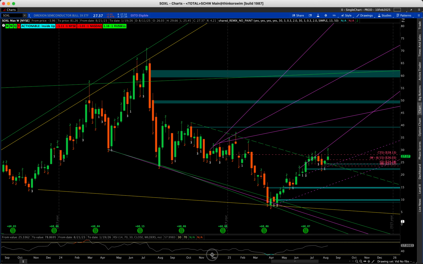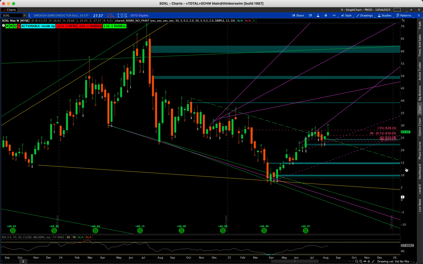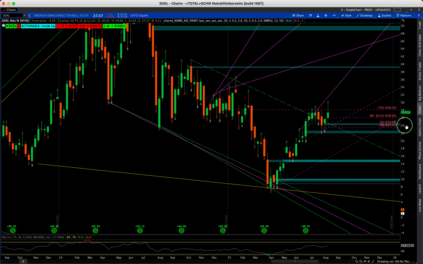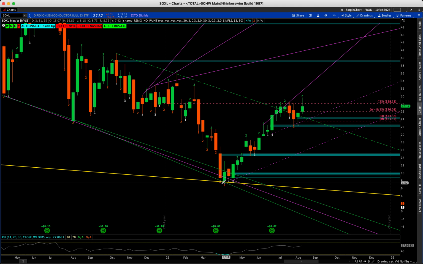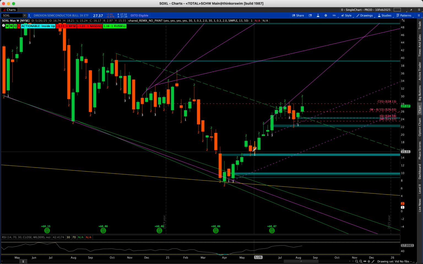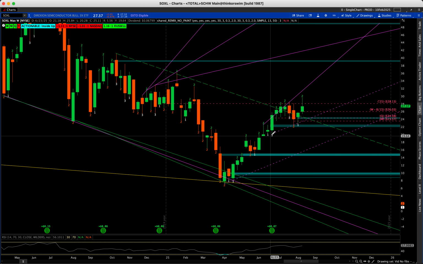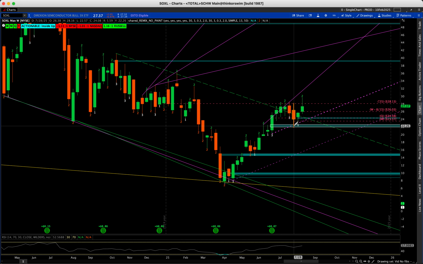So we did get the higher low set on the week as well as a higher high. So the uptrend is still intact, right? So we have the low down here in April. We have the higher low here, and a higher low here, right?